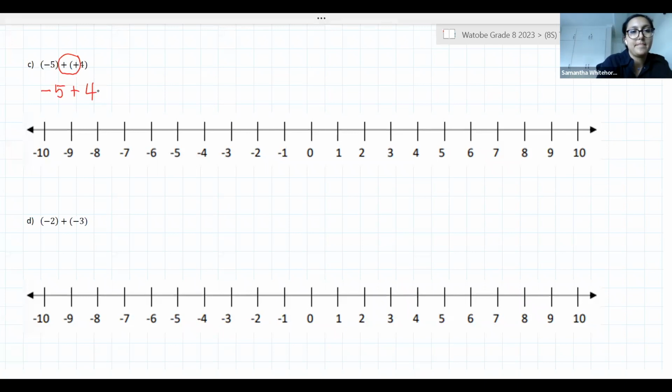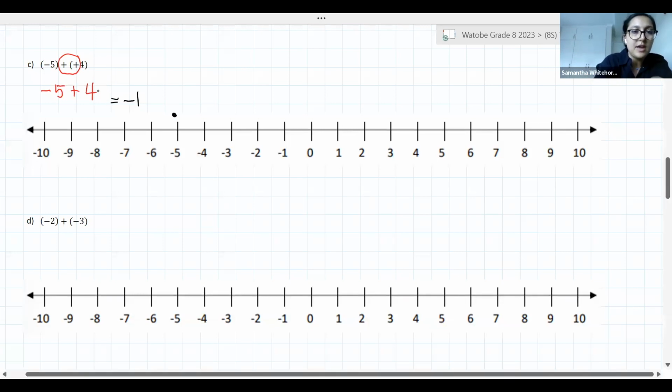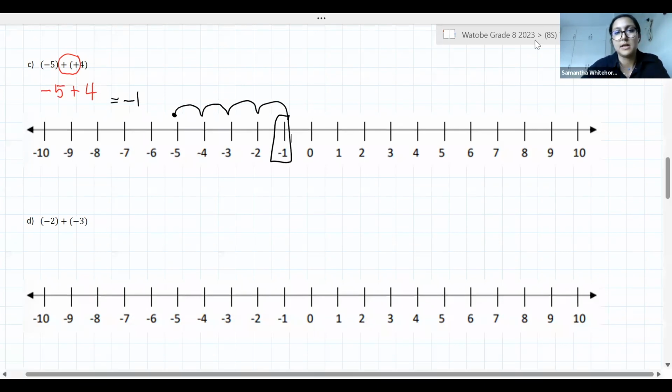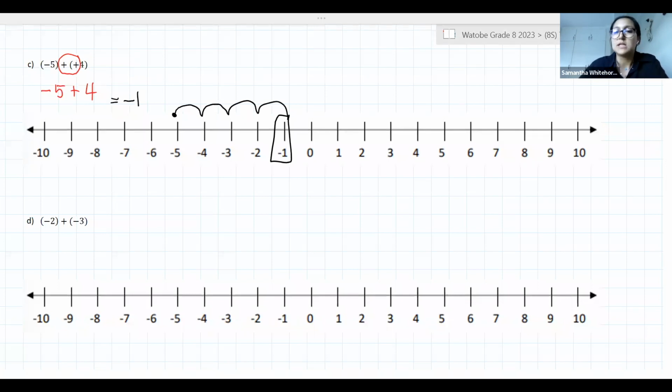So number C, I got the answer for -1. Perfect, -1. Now, guys, if we have a look at our number line, just so you can see, we started at -5 and we added 4. So we moved 4 units to the right. Where I stop is my answer. Okay, so nothing too complicated just yet. It's more just getting us into the groove of being able to do these.